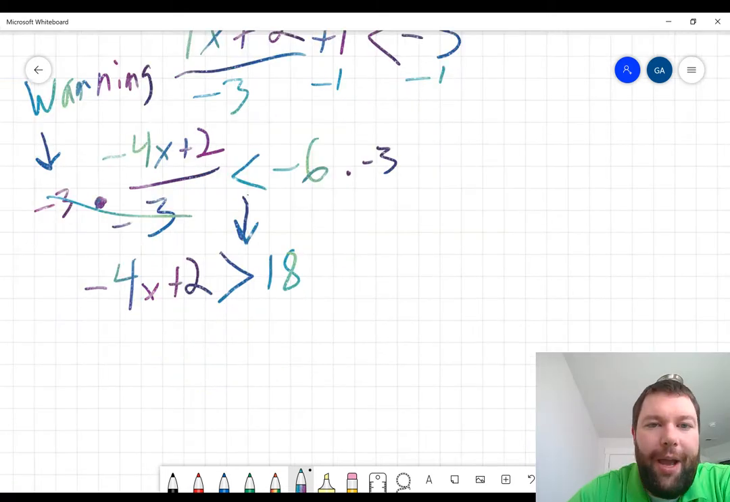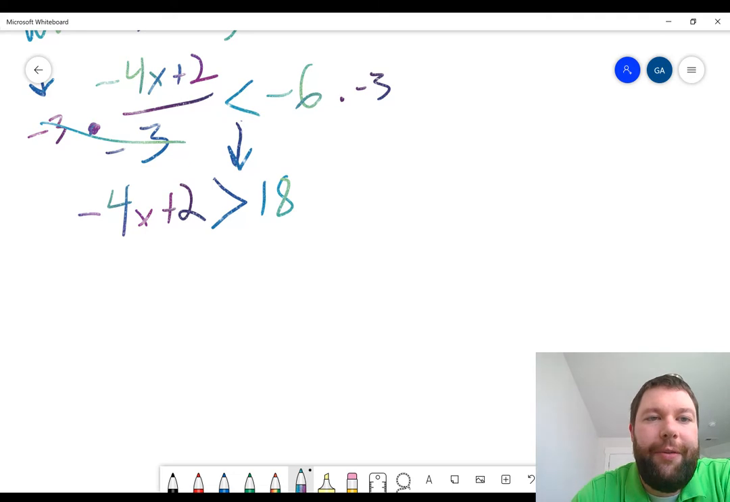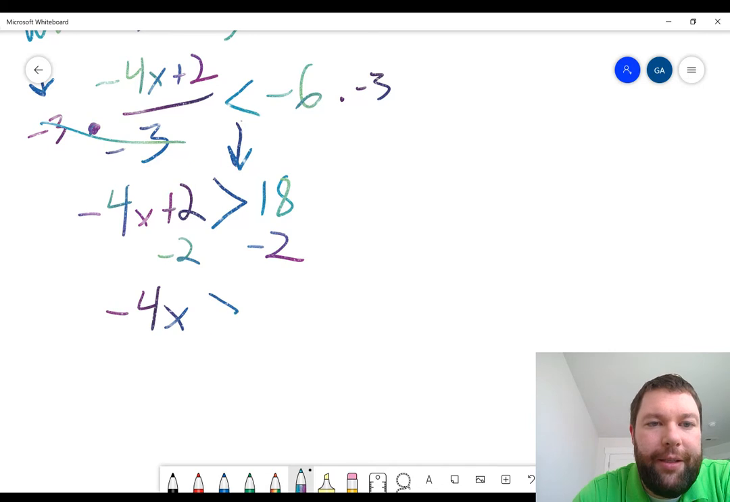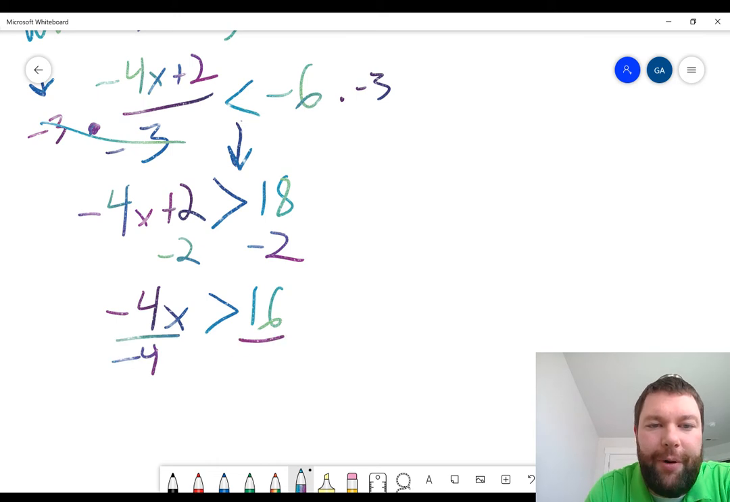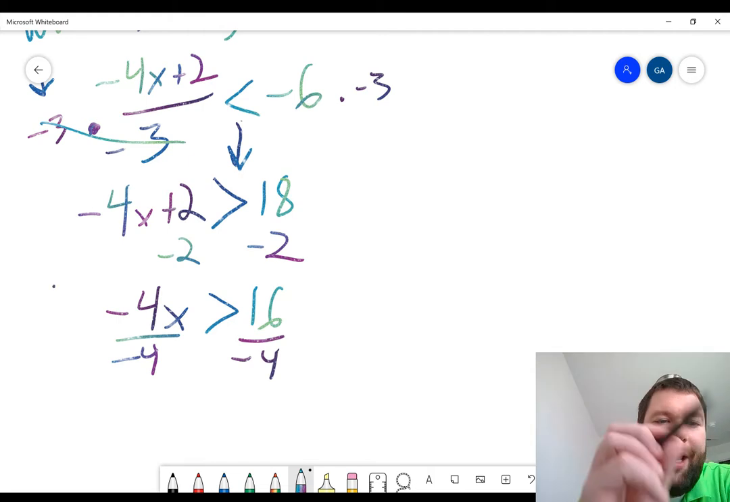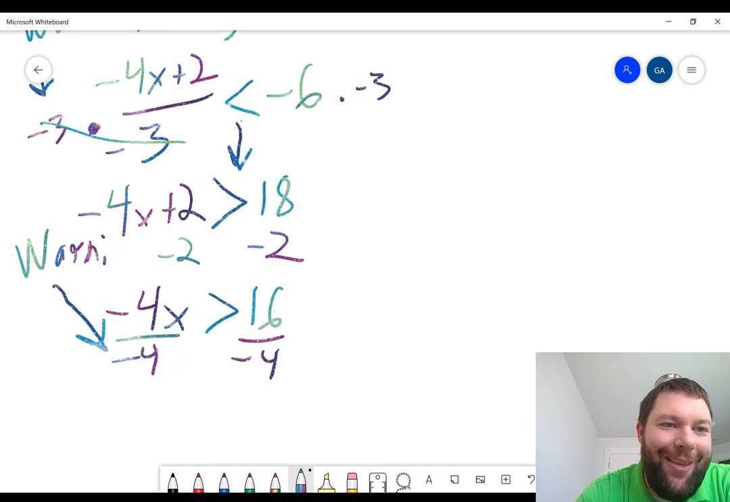So now we just have a 2-step equation here. We're going to subtract the 2 next, right? -2 gives me -4x is greater than 16. Then I get rid of the -4. He's multiplying, so I'm going to divide each side by a -4. Oh, look at that. We're dividing by a negative number to each side. So warning, we have to flip the sign again.